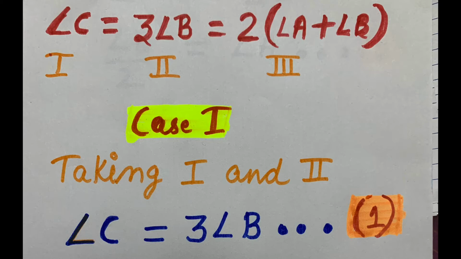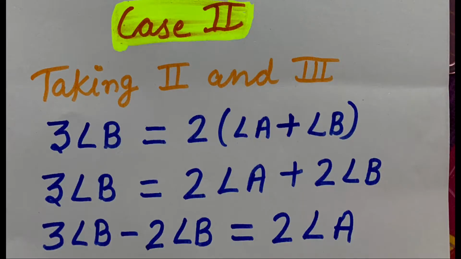Fine. So in case 1, taking first and second term, angle C is equal to 3 angle B. This is our equation number 1. In case 2, we shall take second and third term. Second term 3 angle B is equal to third term 2 of angle A plus angle B. Now children, the 2 outside the bracket will be multiplied by each and every term inside the bracket. So it will become 2 angle A plus 2 angle B.